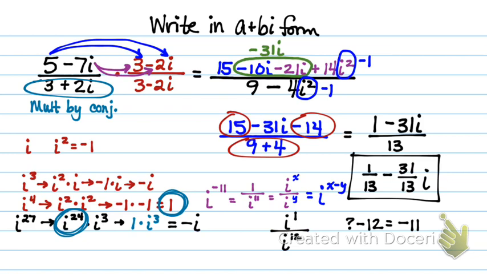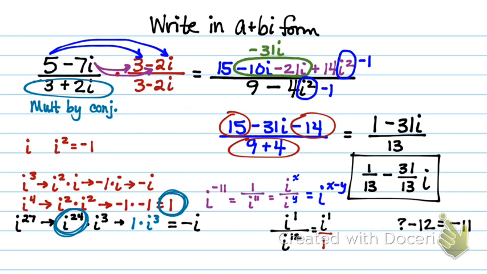Wait, what? i to the 12th power: is 12 divisible by 4? Yes. Then it's going to simplify to 1. Okay. So I would have i to the 1st power over 1. So then fully simplified, this would be what? i. Just i.